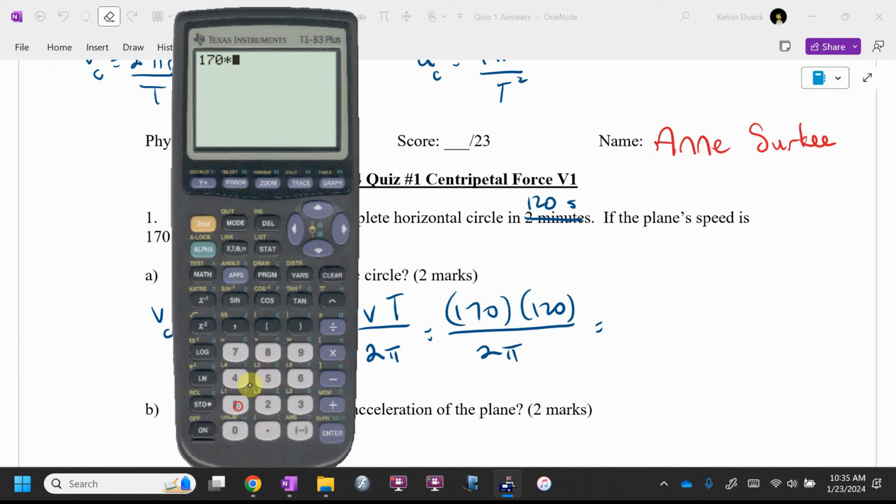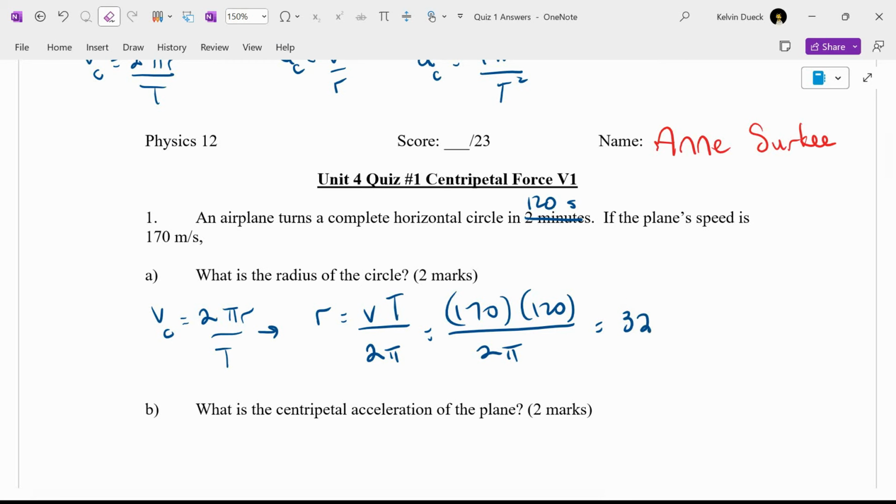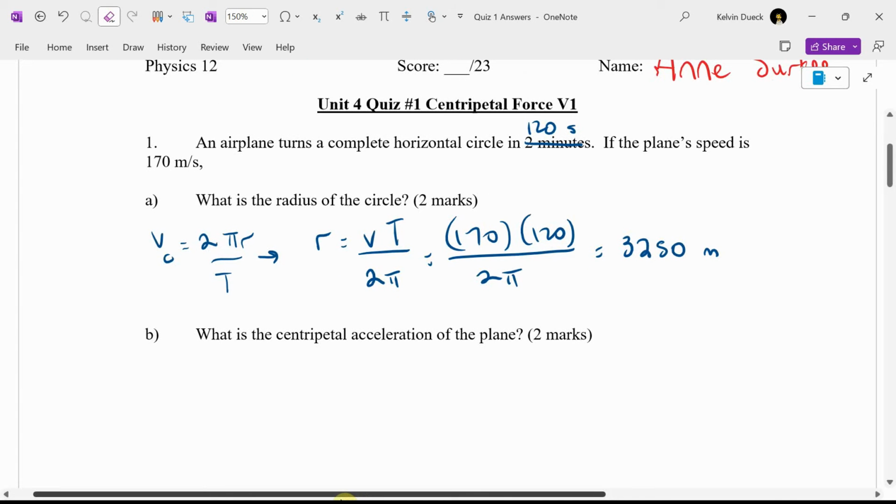170 times 120 divided by 2 pi. And I got 3,200. I rounded to 50. I went to 3 sig figs, which at first seemed a little big. And then I went, actually, no, that probably makes sense because that's 3.25 kilometers. That's probably the radius of a circle that a plane would do if it was making a big circle. I'm okay with that.